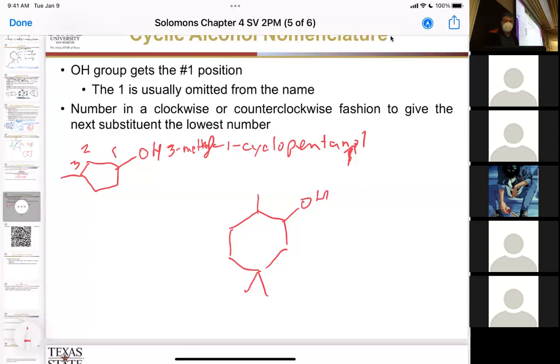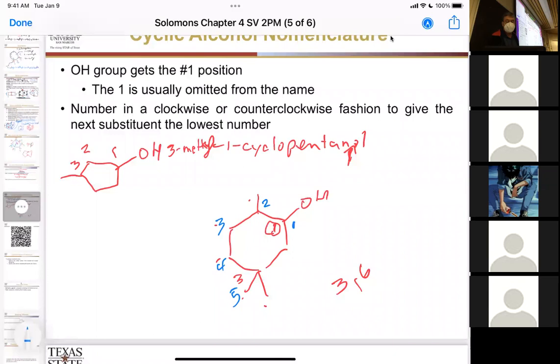Okay, so let's start here. Now, traditionally, we would think, okay, well, we have a couple ways to number this. We know this has to be 1. Okay, and we have 2 groups down here. And that would give us 1, 2, 3, 4, 5, 6. That would give us 3, 6 for our substituents, right? Let's go around the other way. Let's start at 1 here, 2, 3, 4, 5. So our substituents are on the 2 position and the 5 position, right? So 2 is less than 3. So we're going to number this one counterclockwise, where we numbered the other one counterclockwise as well.